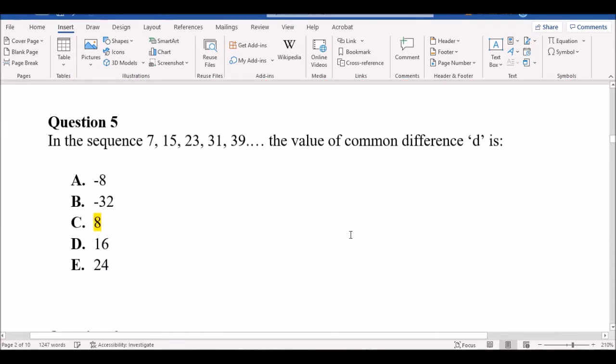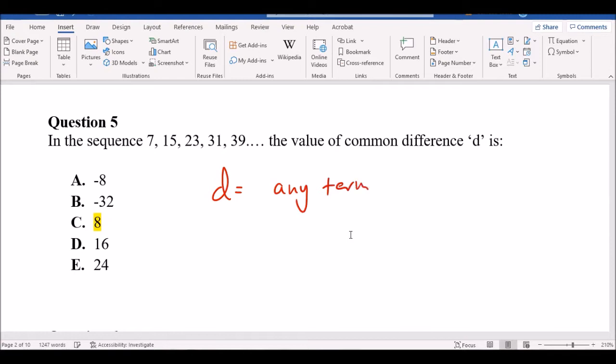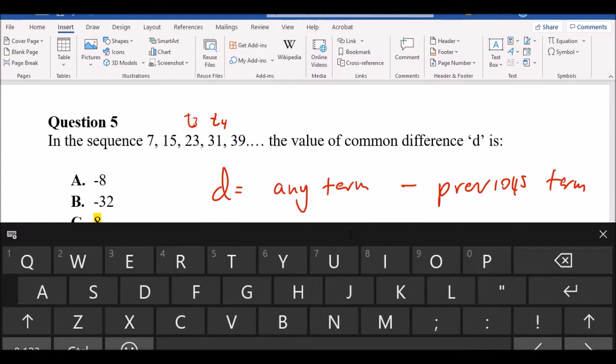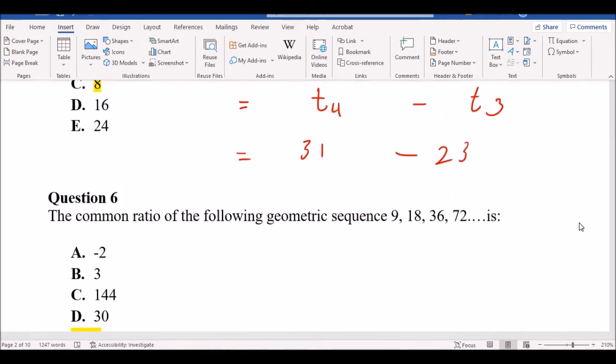Question 5, in the sequence below, we've got 7, 15, 23, 31, 39. What is the common difference? Remember, common difference is any term, take away the previous term. So if I just pick any number here, I just have to minus the number before it. Let's say that's T3, T4. So I'm going to go T4, take away T3. So that would be 31, take away 23, which equals 8. So the common difference should be 8.